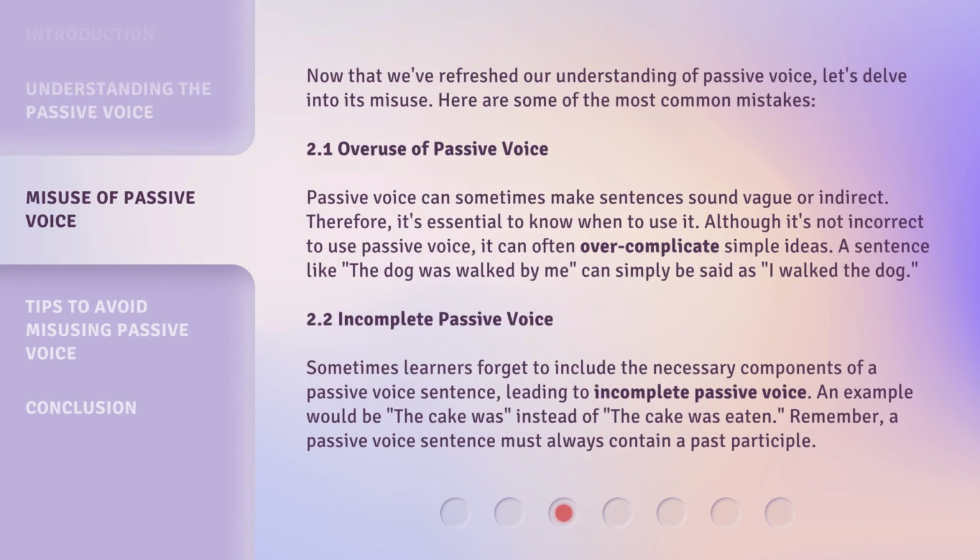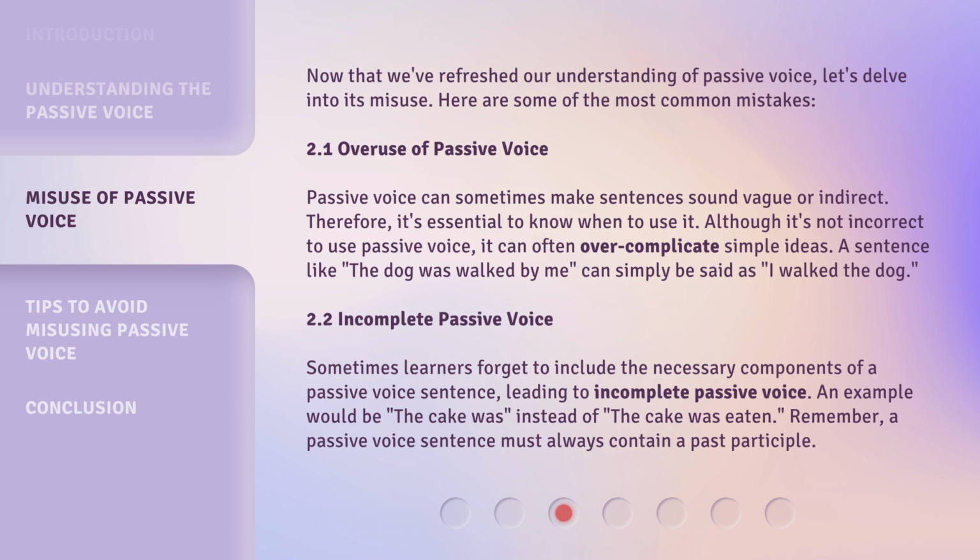Now that we've refreshed our understanding of passive voice, let's delve into its misuse. Here are some of the most common mistakes. 2.1 Overuse of passive voice. Passive voice can sometimes make sentences sound vague or indirect. Therefore, it's essential to know when to use it. Although it's not incorrect to use passive voice, it can often overcomplicate simple ideas. A sentence like, "The dog was walked by me," can simply be said as, "I walked the dog."